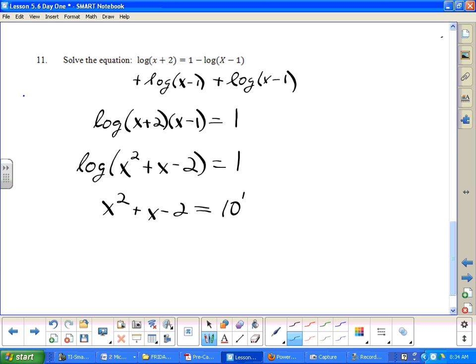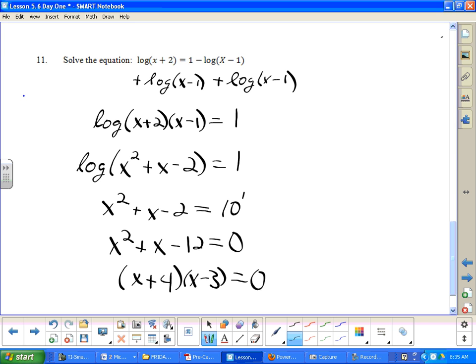So we have hopefully a simple quadratic. x squared plus x, subtract 10, we get, oh good, minus 12. So this is something that I can factor, which is going to make it so much easier. x plus 4 and x minus 3 equals 0. So we would get negative 4 and positive 3.